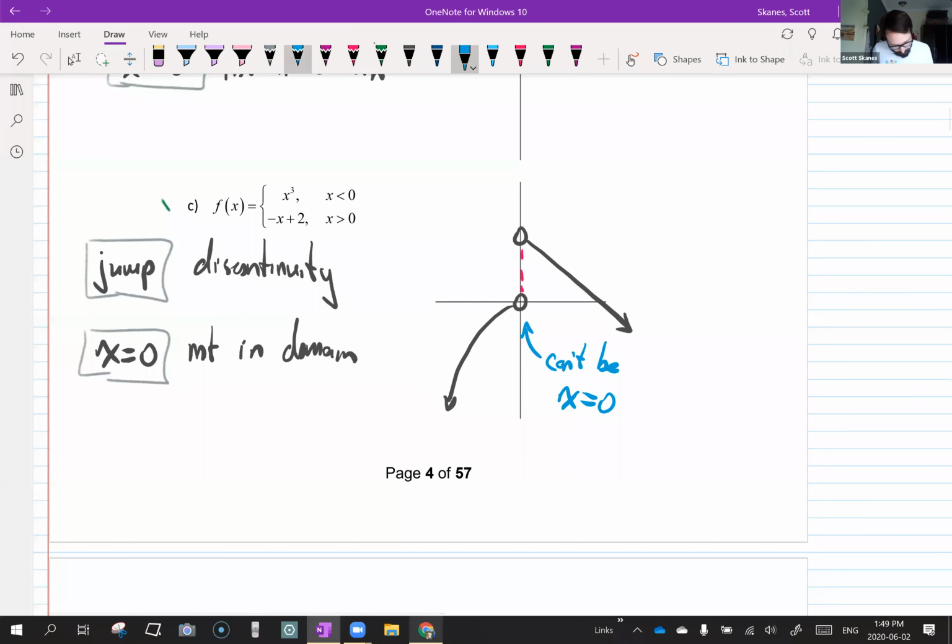And look at this. When it's less than 0, it's x cubed. When it's greater than 0, it's this function. What about when it equals 0? Nothing. There's nothing. And so we can't have x equals 0. It doesn't exist. So that's the answer to that question.